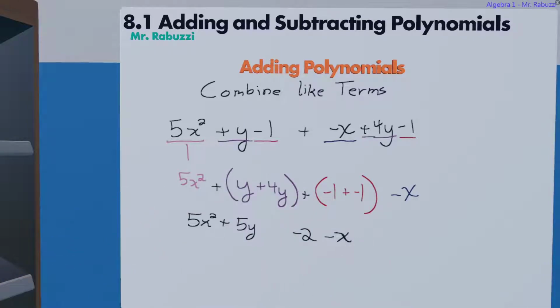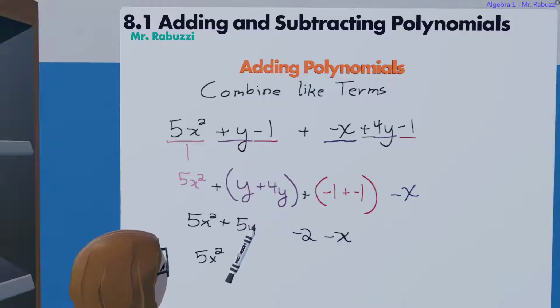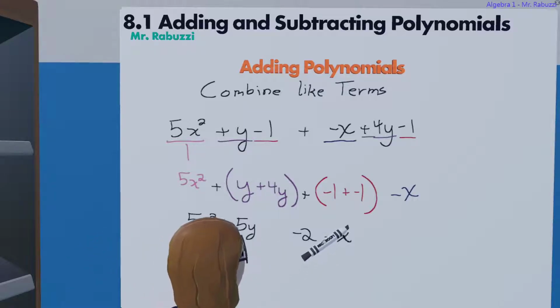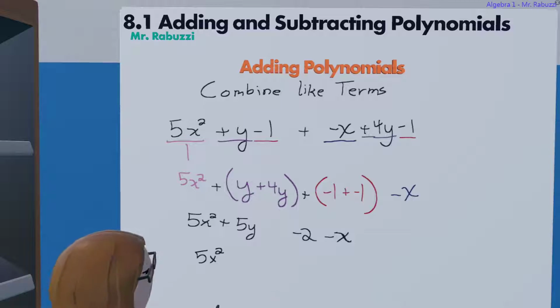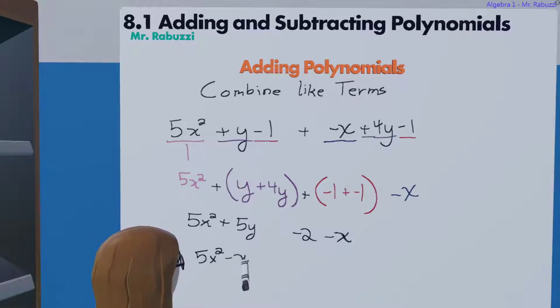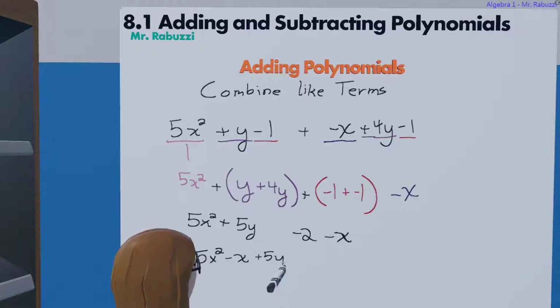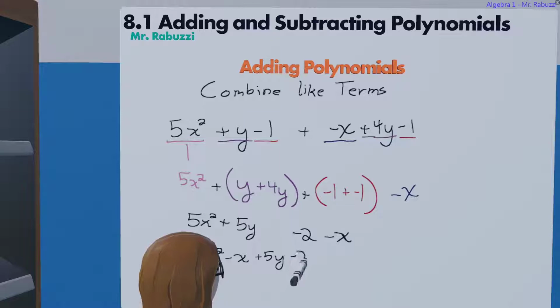Okay, so this is the answer, but we want to put things in alphabetical order. So first we check, what's our highest exponent? I'm going to put that in front. Okay, so the one that has the highest exponent. Now, what's the next highest exponent? Well, this y has a 1, and this x has a 1. So we put them in alphabetical order. So minus x plus 5y minus 2. So there's the final answer.